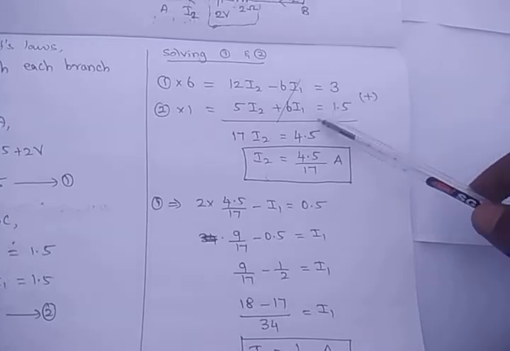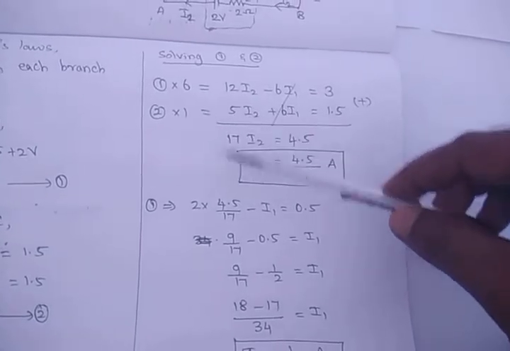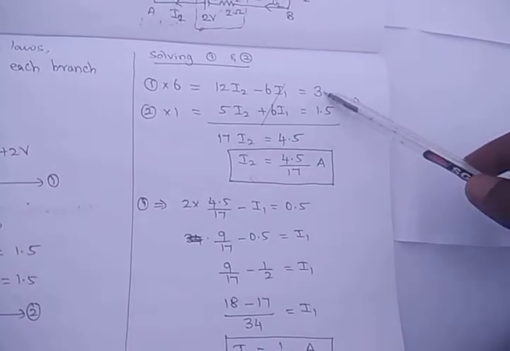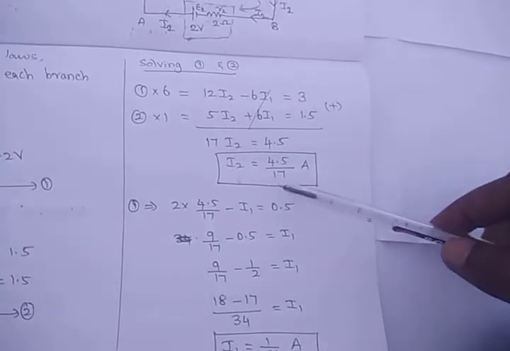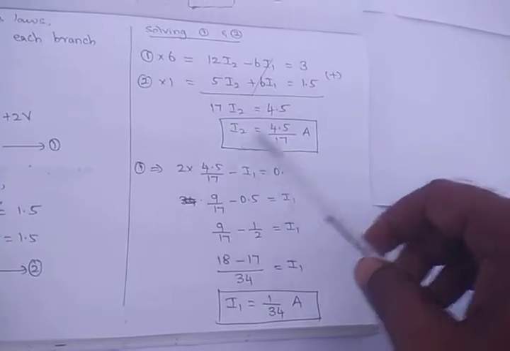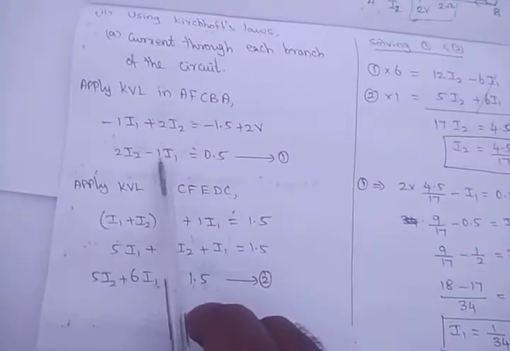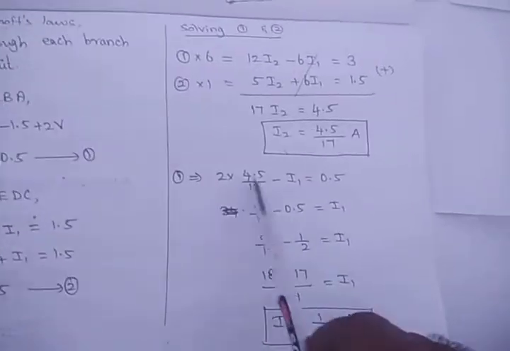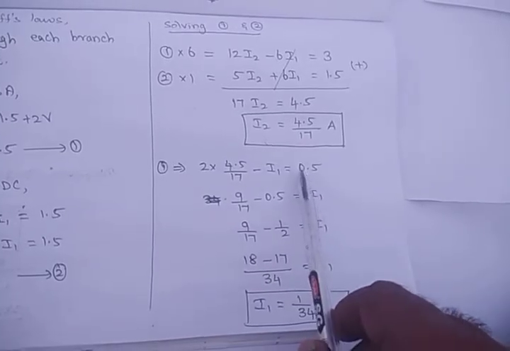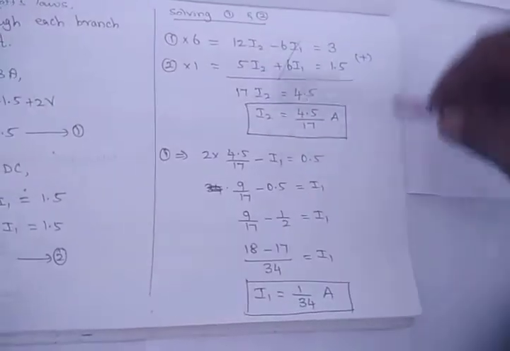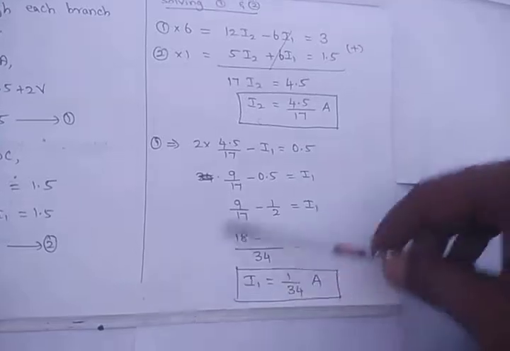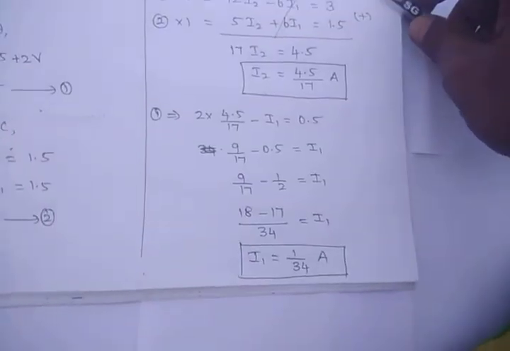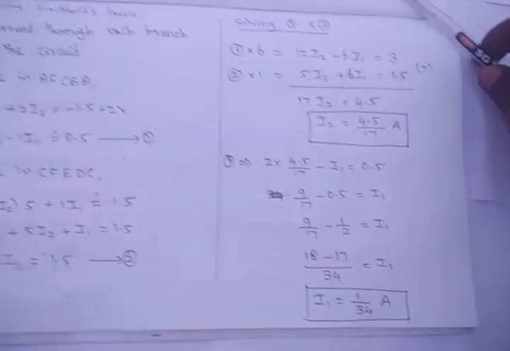I will show this very clearly. So 12 plus 5, 17 I2, the I1 terms will get cancelled. It is 4.5, so if you bring this 17 here, I2 is 4.5 by 17 ampere. Then again you substitute this I2 in the first equation. What will happen? 2 into I2 minus I1 is equal to 0.5. So this 0.5 will become negative and I1 becomes positive. And again 9 by 17 minus 0.5, that is 1 by 2. By taking the LCM, we get I1 equal to 1 by 34 ampere.